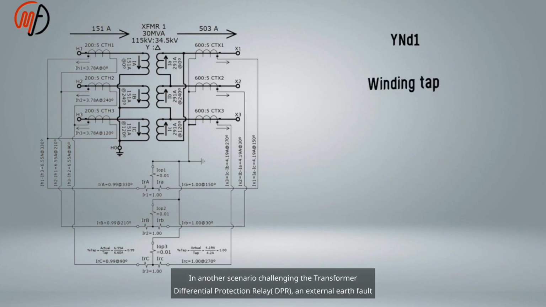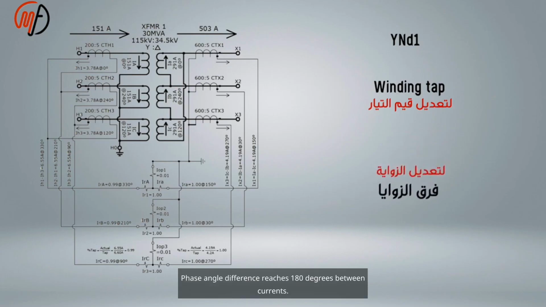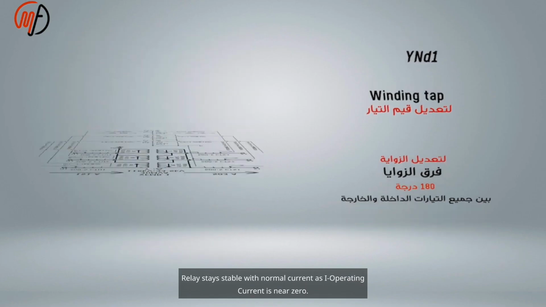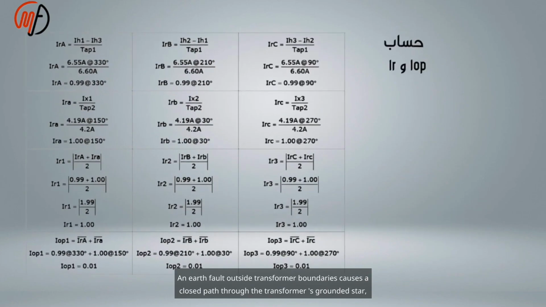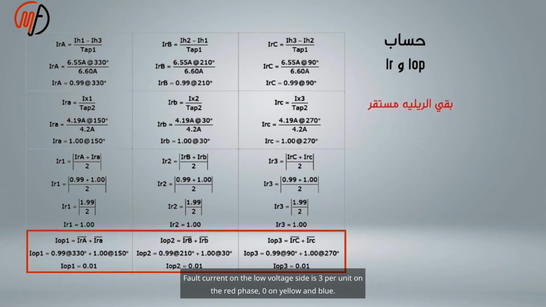In another scenario challenging the transformer differential protection relay, DPR, an external earth fault creates a closed path through the transformer's grounded star, causing false DPR activation. An earth fault outside transformer boundaries causes a closed path through the transformer's grounded star, leading to false DPR activation. Assume an earth fault on the red phase. Fault current on the low voltage side is 3 per unit on the red phase, 0 on yellow and blue.